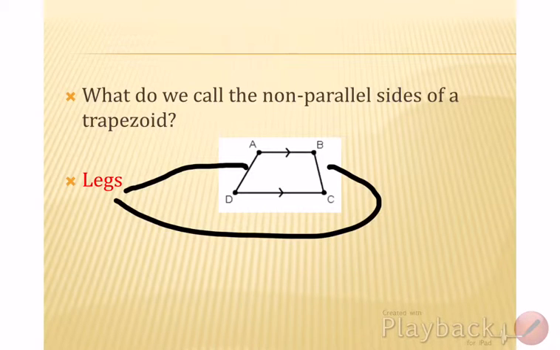Now, what do we call the non-parallel sides of a trapezoid? Legs. Makes sense there. Now, the legs aren't always facing the way they are in this picture. You might say that the legs make sense this way. They're just whatever are the non-parallel sides of the trapezoid.